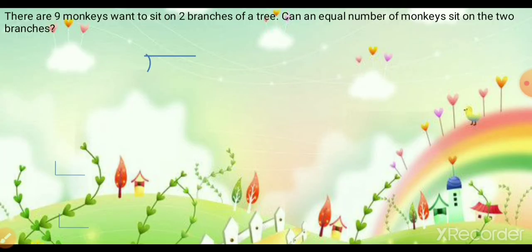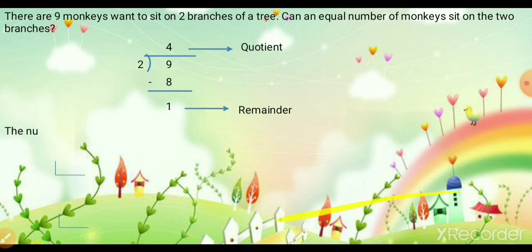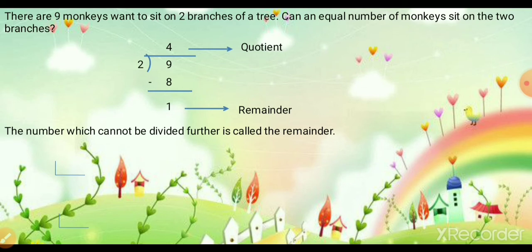So, 9 monkeys want to sit on 2 branches. So, 9 divided by 2. So here we have to speak the table of 2. 2 fours are 8. Do a subtraction. 9 minus 8 is 1. 4 is our quotient. 1 is our remainder. So the number which cannot be divided further is called the remainder.